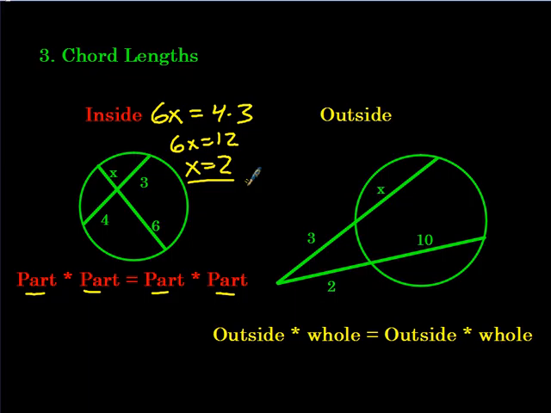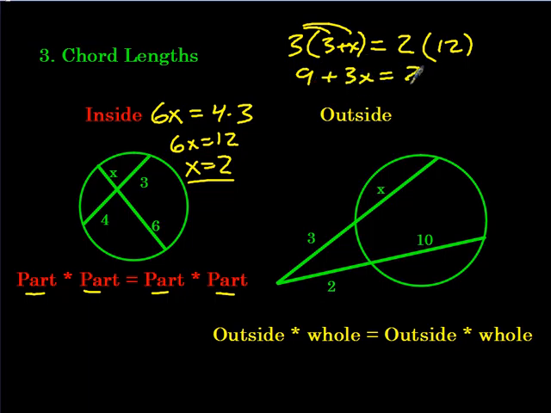Hooray, good times. Alright, outside. If you're doing outside, it's the outside part times the whole thing equals the outside part times the whole thing. Looking at this chord first, the outside part is 3. The whole thing we add together, so 3 plus x, or x plus 3, doesn't matter. Then the outside part here is 2 times the whole thing, which is 12. Now we distribute the 3, so we get 9 plus 3x is equal to 24. Subtract 9 from both sides, you get 3x is equal to 15. Then divide both sides by 3, and you get x is equal to 5.